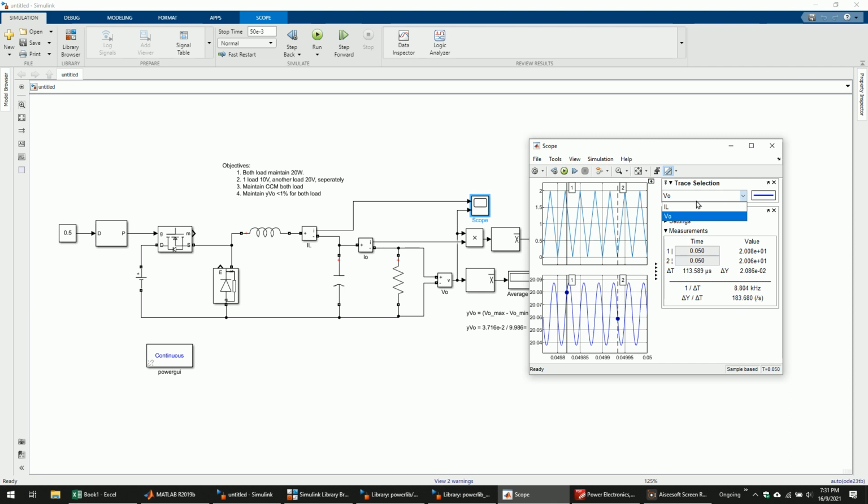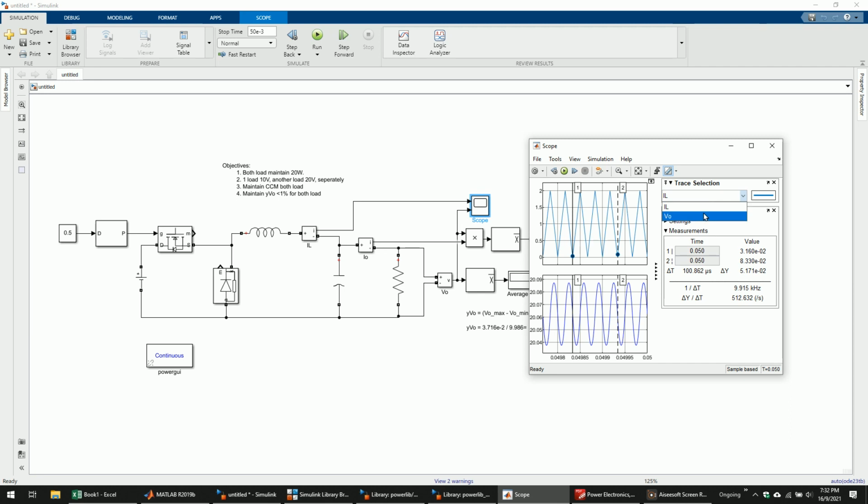So you have to look at the IL first. Make sure you look at the lowest point. Move it to the lowest point. You can see here the first point is 3 point something. 3.16 E negative 2 means that it never goes to 0. That means this is a continuous current mode, very close to 0.